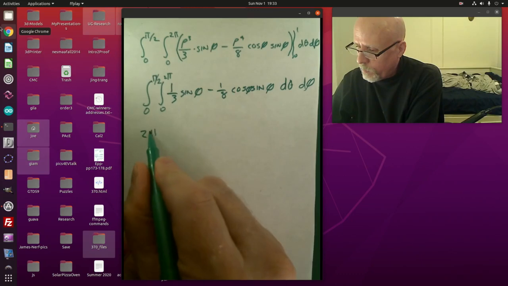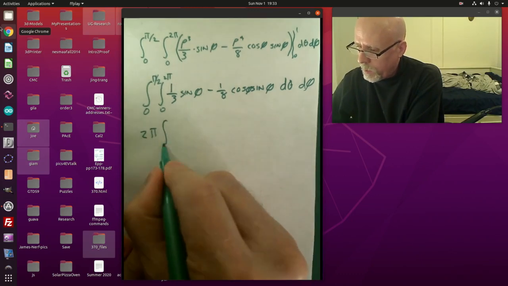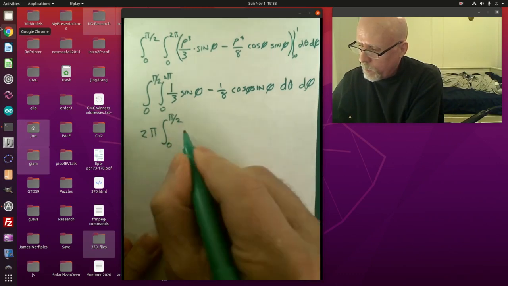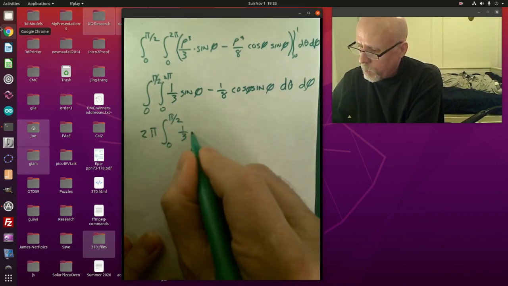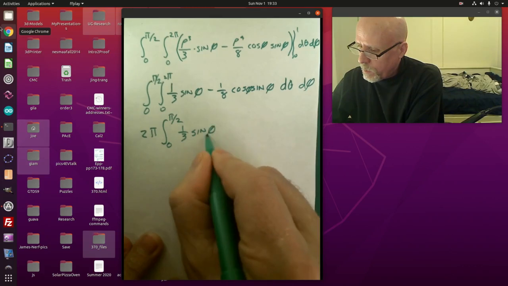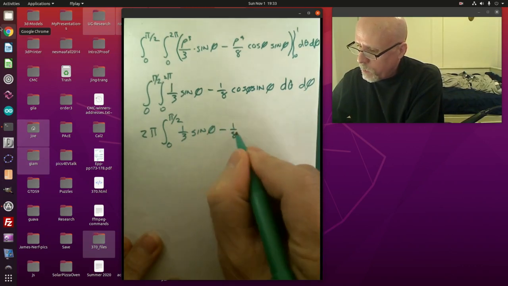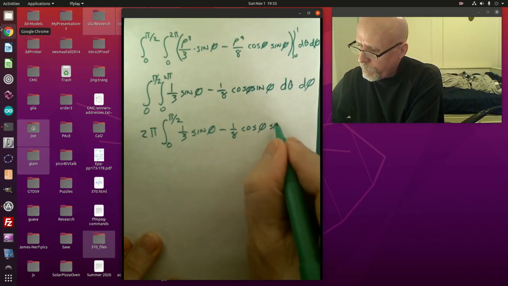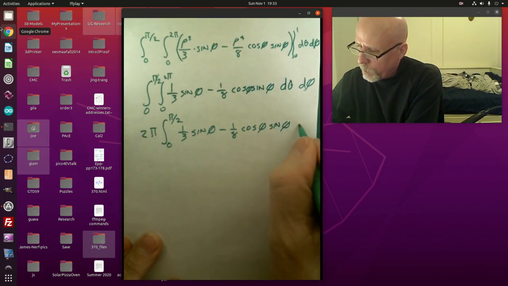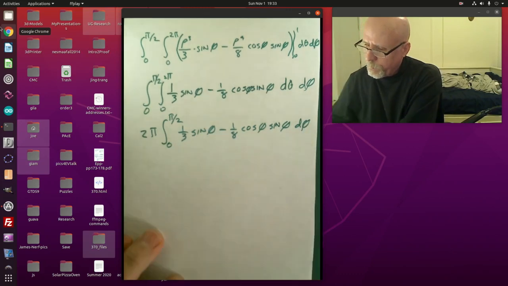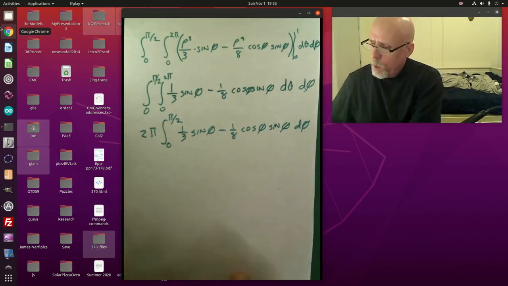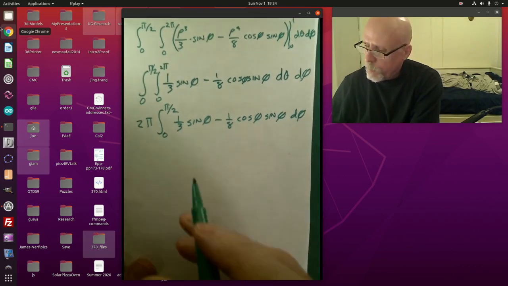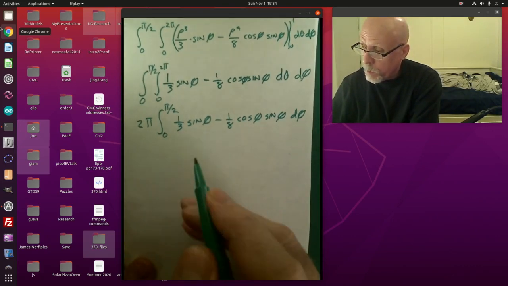So great, we can take that 2 pi out and then deal with the integral from 0 to pi over 2 of the pieces we saw before: 1/3 sine phi minus 1/8 cos phi sine phi. This integral is with respect to phi. Okay, so I think it's clear that we'd like to split this in two. Integrating sine gives us negative cosine.